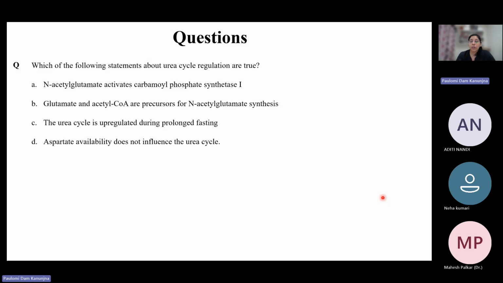Which of the following statements about urea cycle regulation is true? Read it properly, read it carefully, and then try to answer.